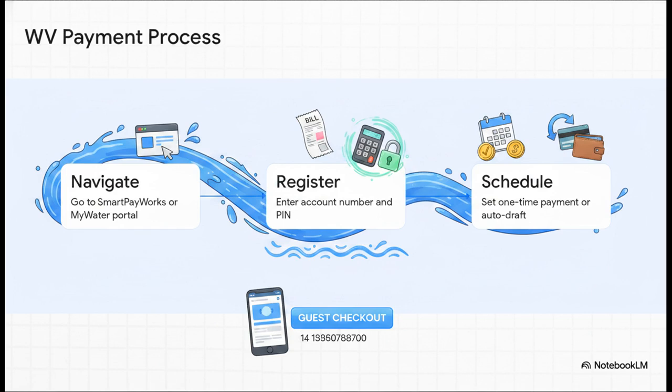Once you're there, you'll complete your initial registration. This is where you punch in that account number and the PIN printed right at the bottom of your physical bill. And then you'll create a secure password. Once you're logged in, you can easily schedule a one-time payment, or honestly, even better, set up an auto draft. Oh, and real quick, if you're in a rush, West Virginia American Water actually offers an unregistered guest checkout option at amwater.com/billpay using just your 16-digit account number.